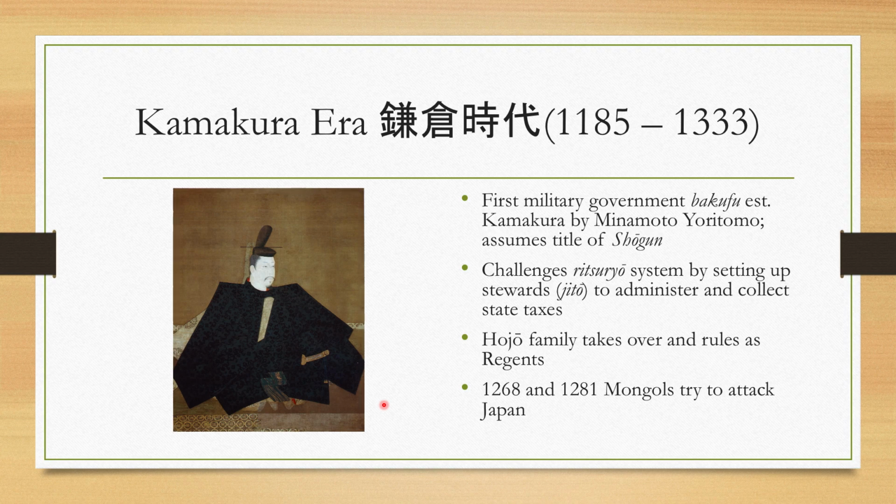After that, the capital moves to Kamakura, and Minamoto no Yoritomo sets up a new government there called a tent government, or bakufu in Japanese, and he takes up the title of shogun. This is a title bestowed by the emperor, but it gives him basically complete political control of the country, and he starts to challenge the Ritsuryo system by setting up his own system of stewards to administer and collect state taxes, and they control lands.